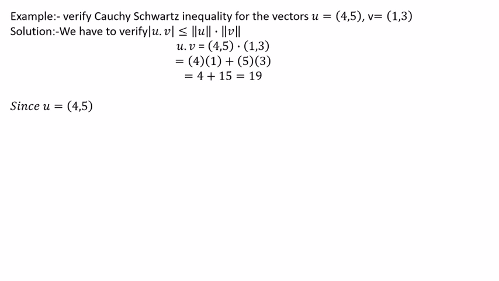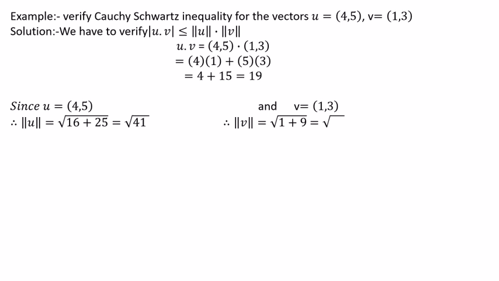And since u is equal to (4, 5) and v is equal to (1, 3), which is given in the example itself, I will try to find the norm of u. So what is the norm of u? Under root of 4 square is 16 plus 5 square is 25, that is root of 41. Similarly, norm of v is equal to root of 1 plus 9, that is root 10.